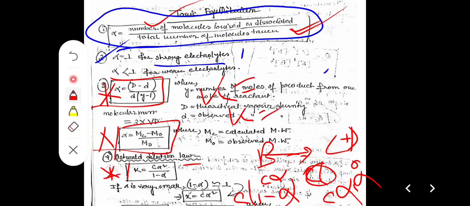So K equal to C square alpha square, that is C1 minus alpha. C cut. That is ultimately we get this value. K equal to C alpha square 1 minus alpha.